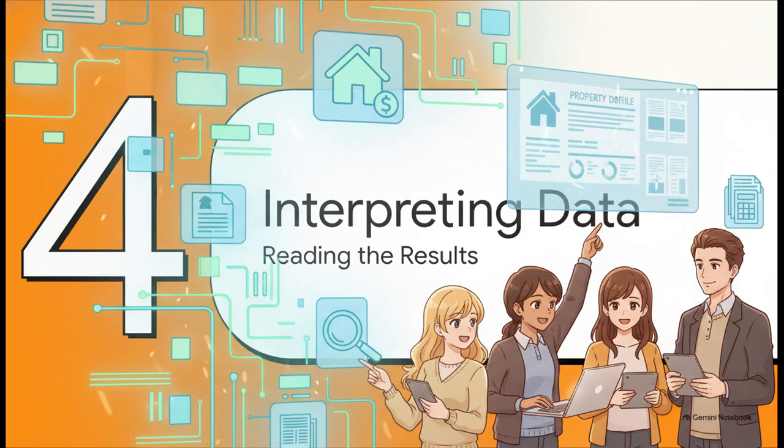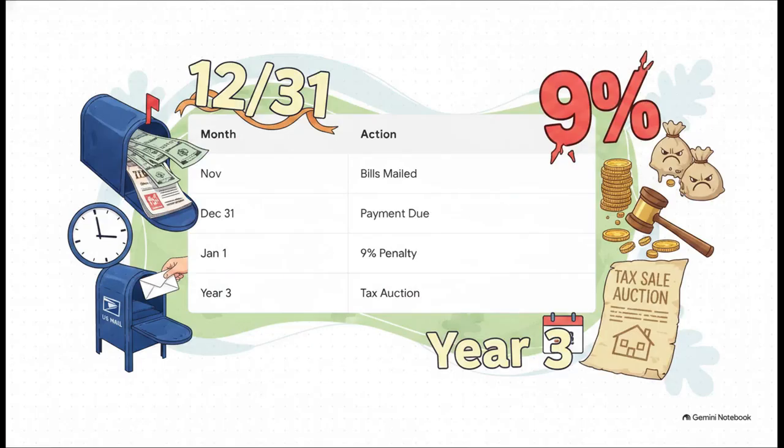Which brings us to Section 4, interpreting the data, reading the results. So, what do you actually do once your search returns a hit? First things first, locate the payment status to ensure you aren't running afoul of that strict delinquency timeline we talked about earlier. Bills are mailed out in November, payment is due December 31st. And pay close attention here.